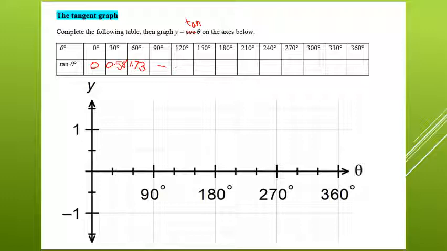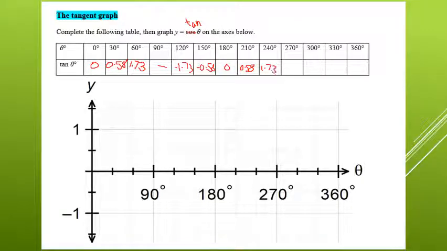Tan of 120 degrees jumps down to negative 1.73. So there's something different happening with these graphs. Tan of 150 is negative 0.58. So we're starting negative, getting a bit more positive. Tan of 180 is 0. Then it becomes positive 0.58 for 210 degrees, and then positive 1.73 for 240 degrees.